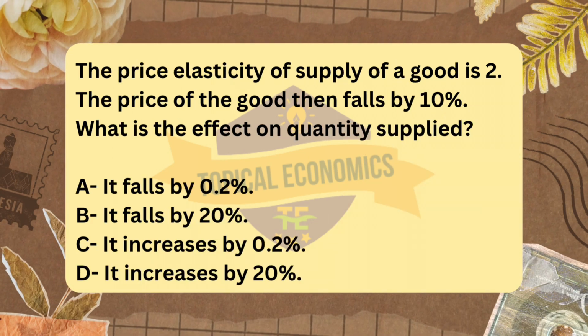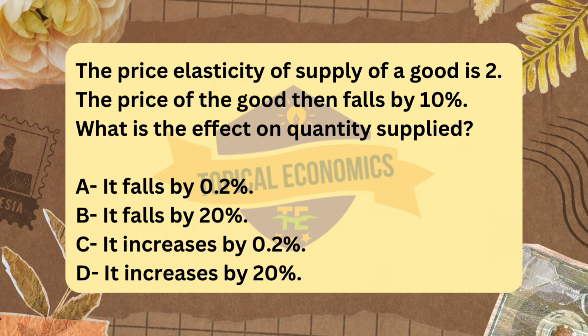The price elasticity of supply of a good is 2. The price of the good then falls by 10%. What is the effect on quantity supplied? A. It falls by 0.2%. B. It falls by 20%. C. It increases by 0.2%. D. It increases by 20%.